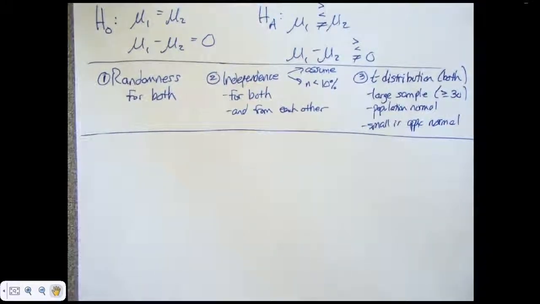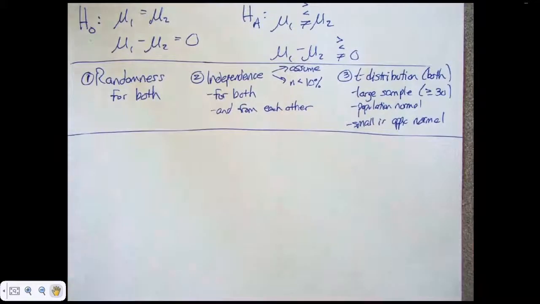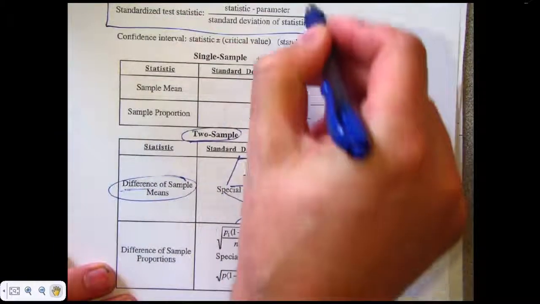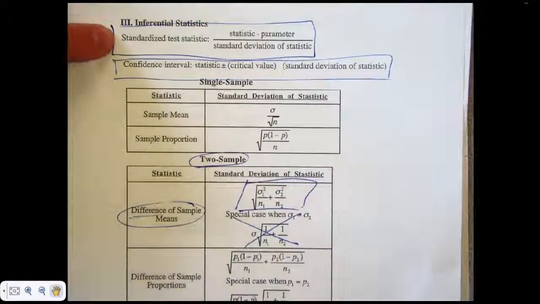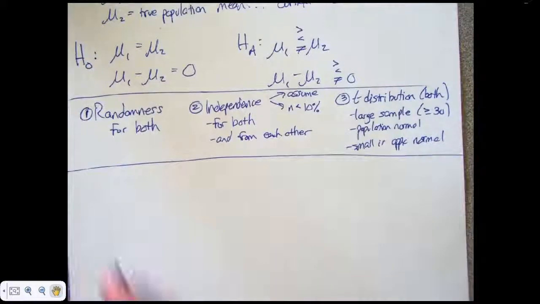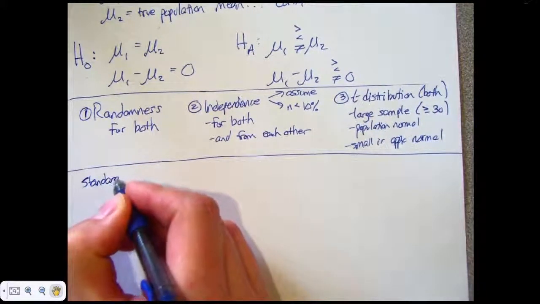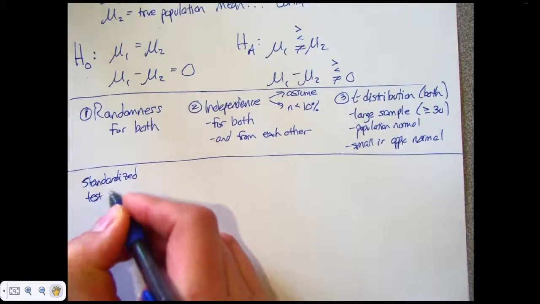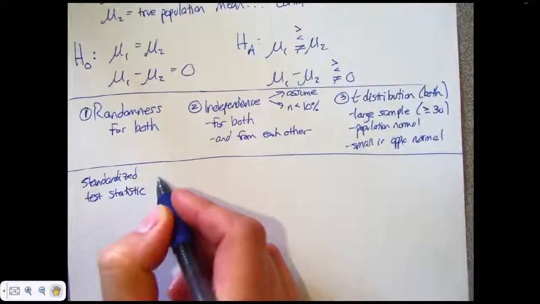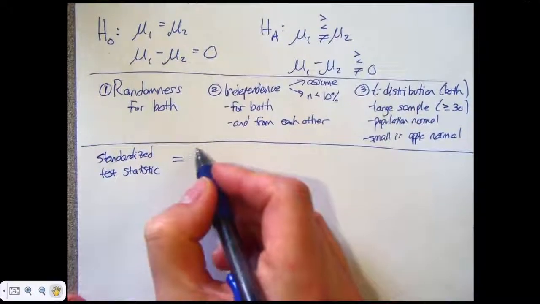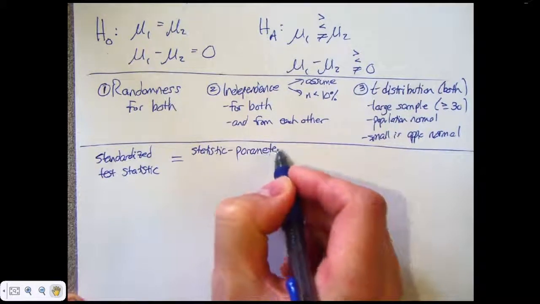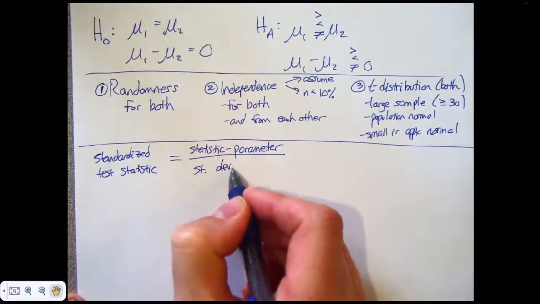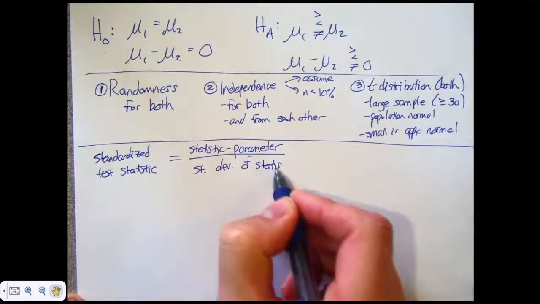All right, that's the math. So remember on your formula sheets, you're basically writing this or this every time. We're doing a test, so we want the test statistic. If we were doing a confidence interval, I would want the confidence interval. This is the standardized test statistic, and that's equal to statistic minus parameter over standard deviation of statistic.